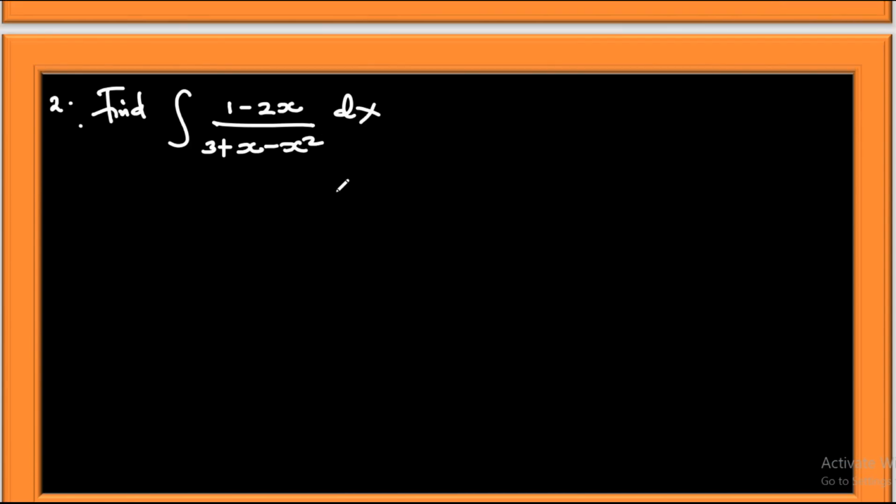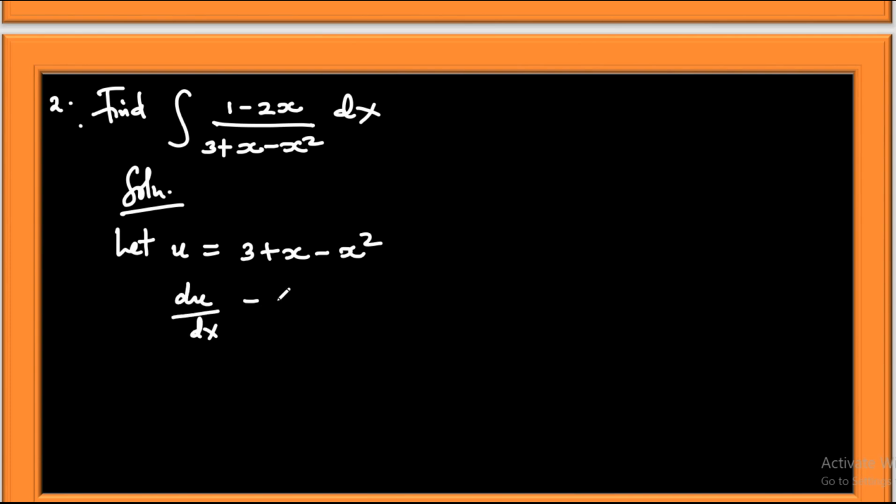Okay, so when you look at example 2, they're telling us to find the integral of (1 minus 2x) divided by (3 plus x minus x squared) with respect to x. So we shall follow the same procedure, change of variables. In our solution, we let u equal 3 plus x minus x squared. Then du/dx becomes definitely 1 minus 2x. Should you make dx the subject, dx becomes du out of 1 minus 2x.